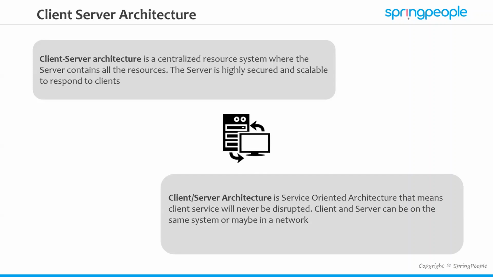Something like an intranet website actually works within the network, or a proxy-based website works within a network, or a VPN-based website works within the network. So the client and server can be within the network or outside the network, based on the application type.